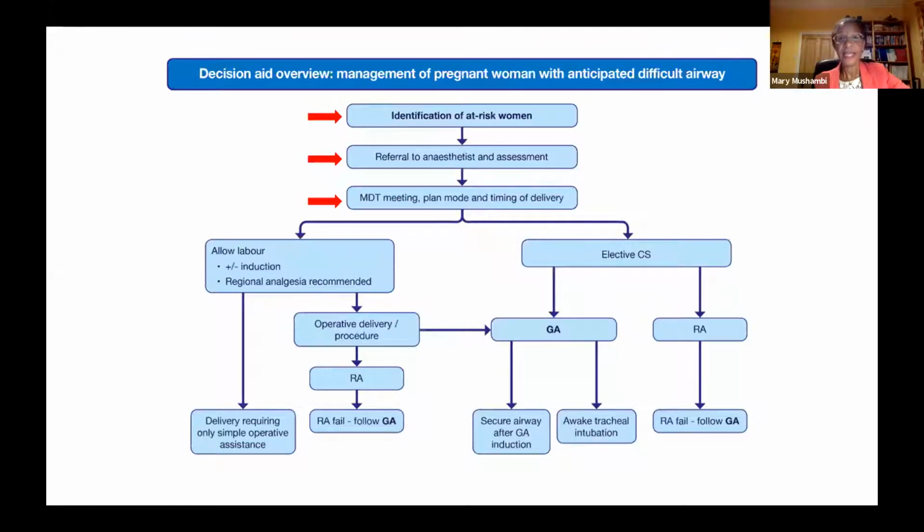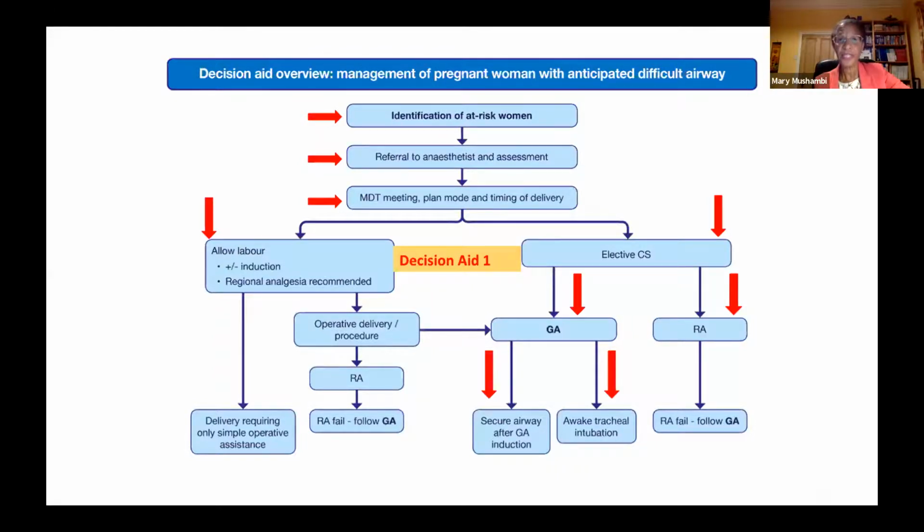You may then decide you're going to allow this woman to labor, or you're going to go for an elective cesarean section. If you go for an elective cesarean section, you have to decide, do you go for regional anesthetic or a general anesthetic? If you go for a general anesthetic, you then have to decide, do you do an awake intubation or an asleep airway? Now, the biggest or most challenging decision is at this stage of either allowing this woman to labor or going for an elective cesarean section.